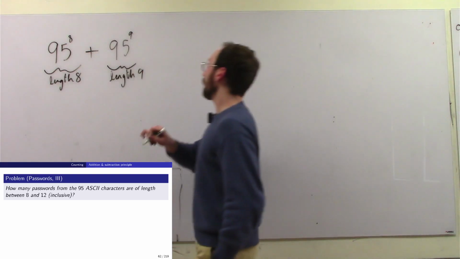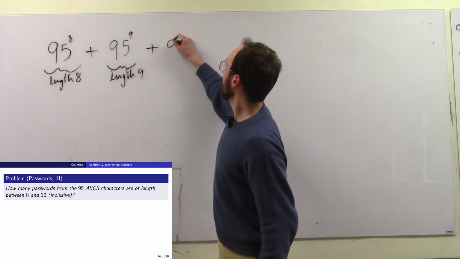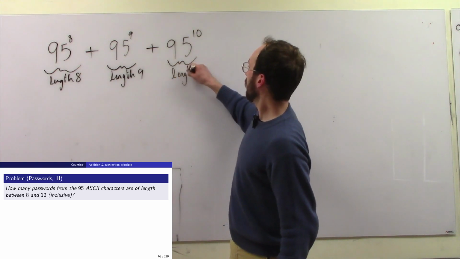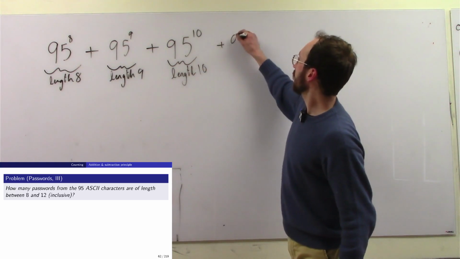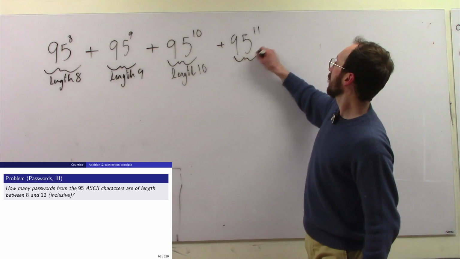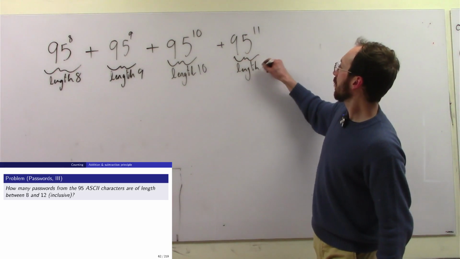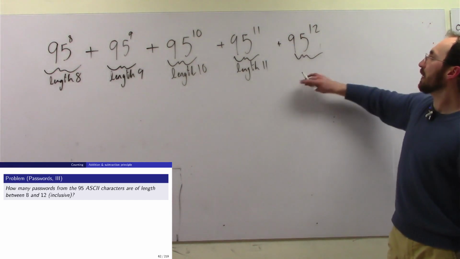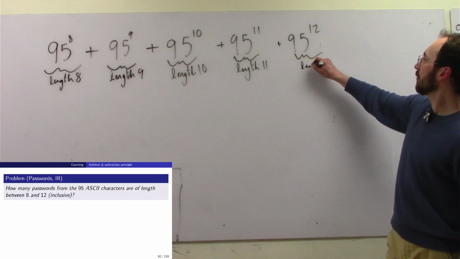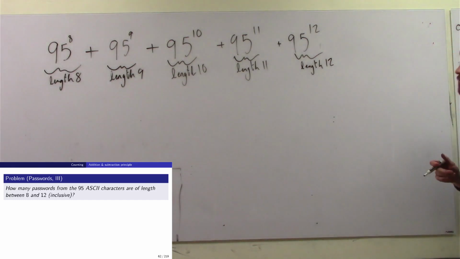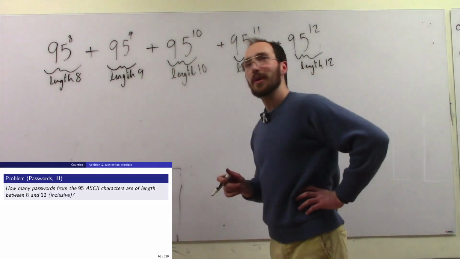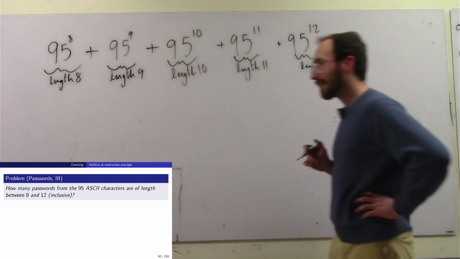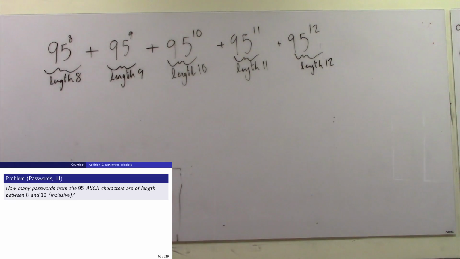And we can just add those. We can just add them because there's no double dipping here. We can just do the same for each possible length. Perfect. And we wanted to be inclusive, so we go from 8 to 12. And I wish I calculated this, but it's a big number. It's bigger than just this one by itself, that's for sure.